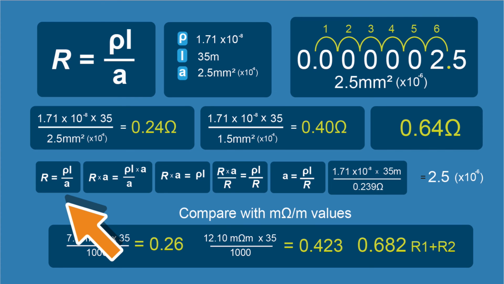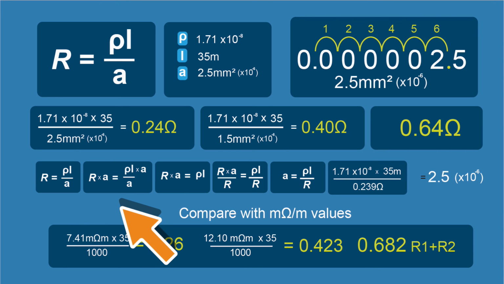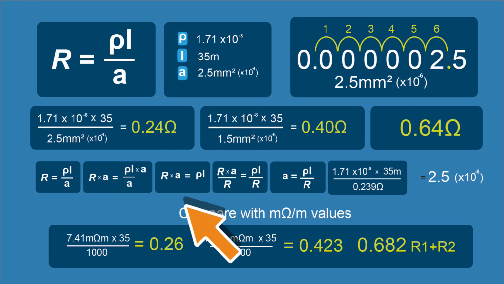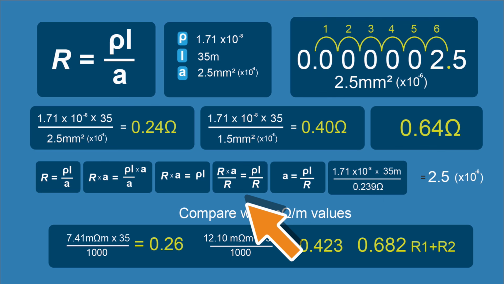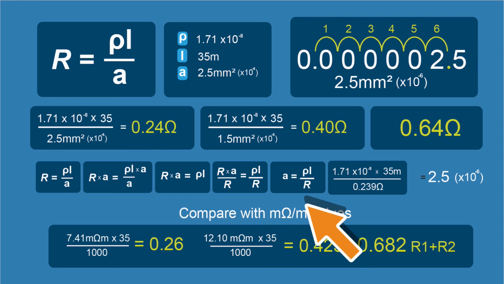Resistance equals rho L over A. So we want to get the A by itself. We need it on the left-hand side of the equal sign. A is dividing, so we'll times both sides by A, and we end up with R times A equals rho L. We want to get the A by itself, so we want to get rid of the R. R is timesing, so we divide both sides. Cancels out the R on the left-hand side, and we're left with the formula A equals rho L over R.